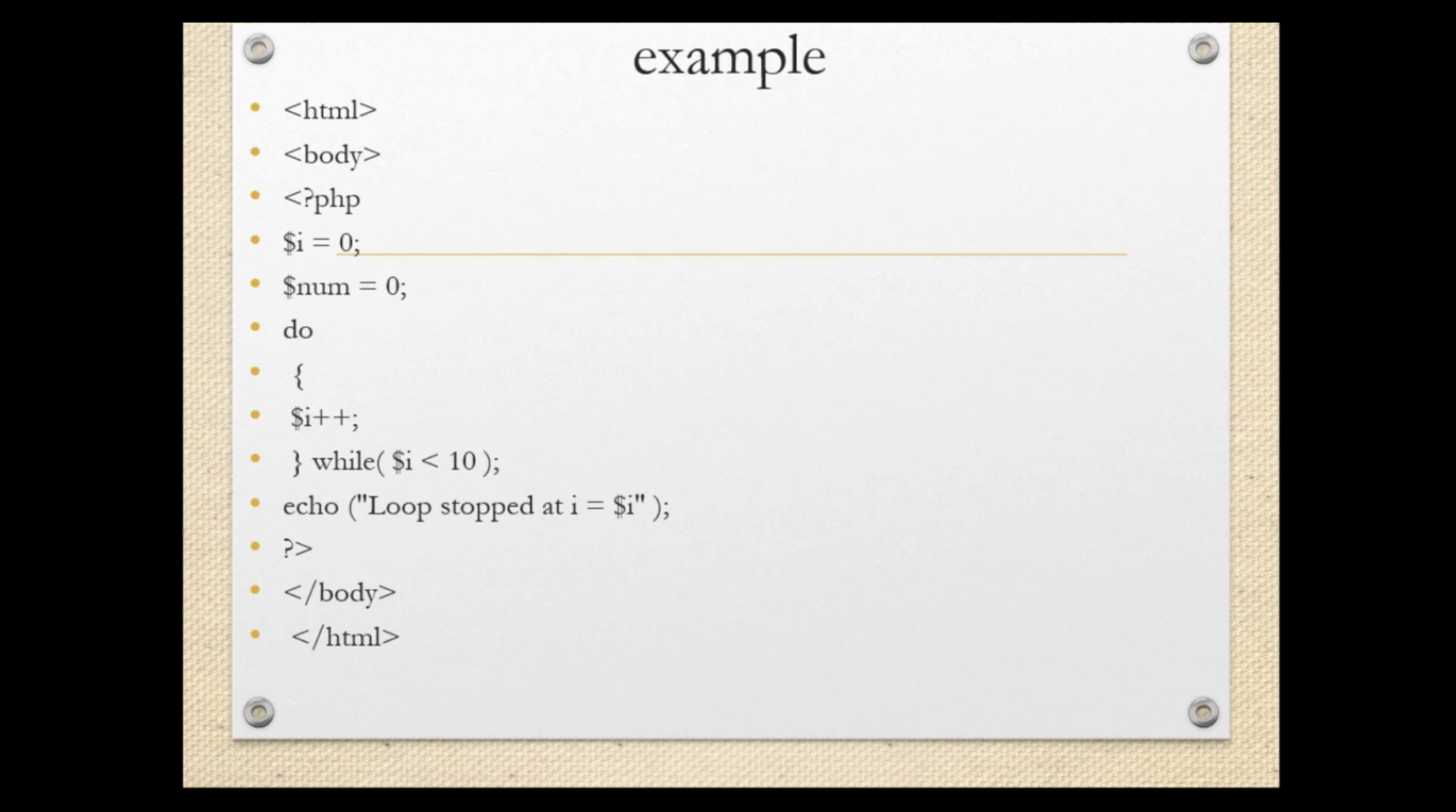Example of do while loop: opening of HTML tag body, opening of PHP tag, $i equal to 0, $num equal to 0, do. After that, opening and closing of curly bracket in which we are passing increment operator $i plus plus, while $i is less than 10, echo loop stop at i equal to $i, closing of body, closing of HTML.